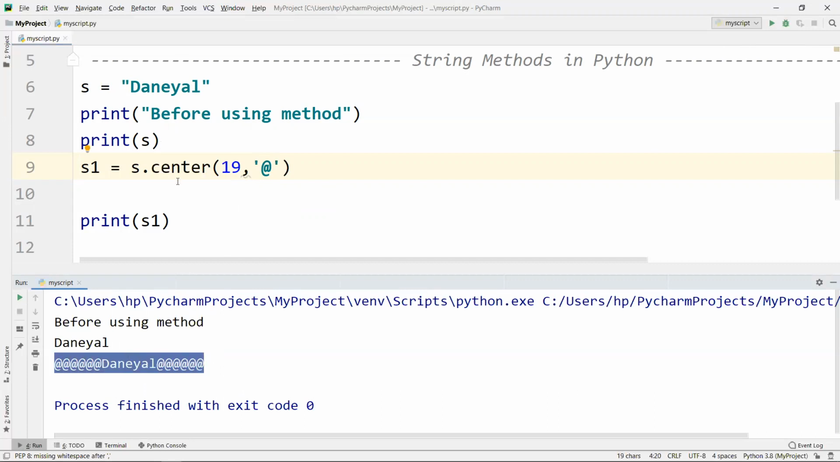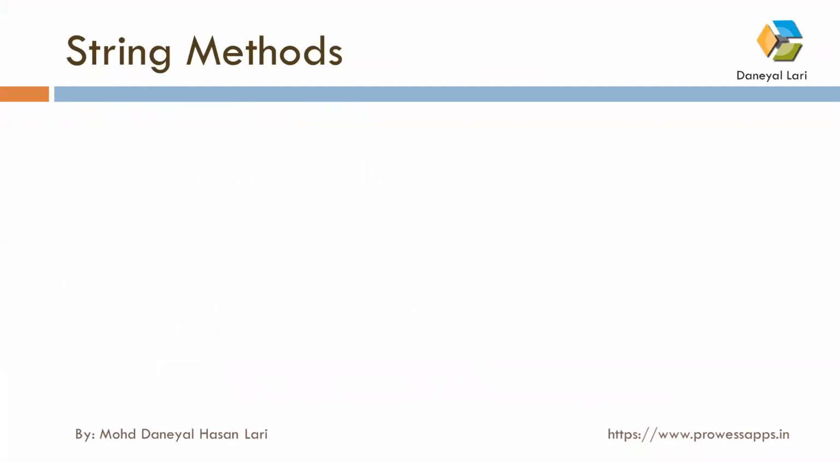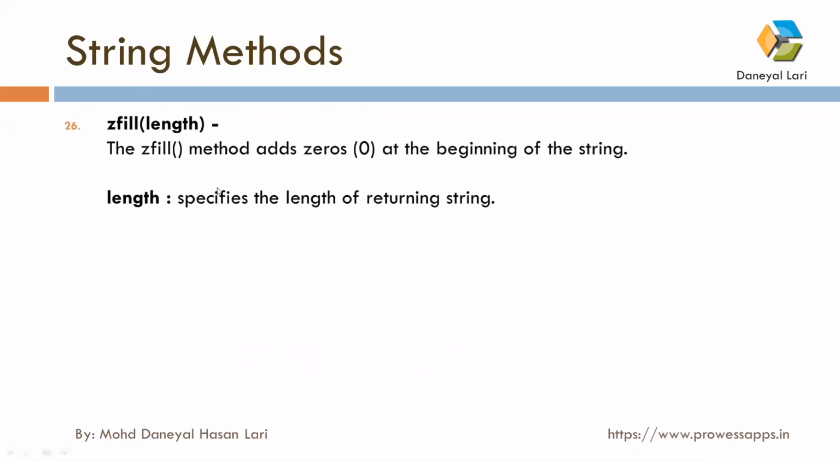So this is the way that you can use center. The center method will center align the string using a specified character. Space is the default fill character. It specifies the length of the returned string. It will return how many spaces you want to occupy to print that string, and the character specifies what to fill the space with on both sides of the string. Default is a space. Next method is called zfill.